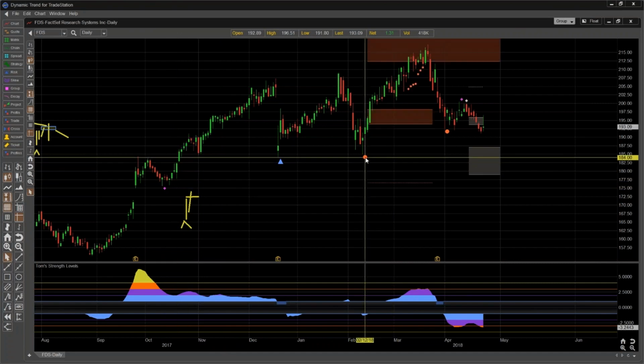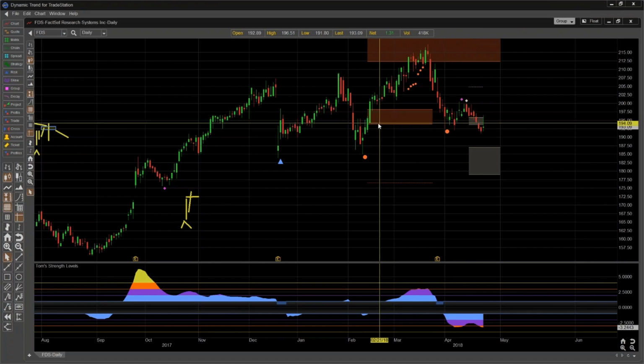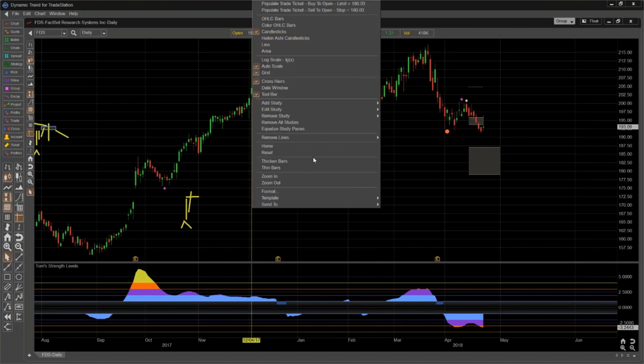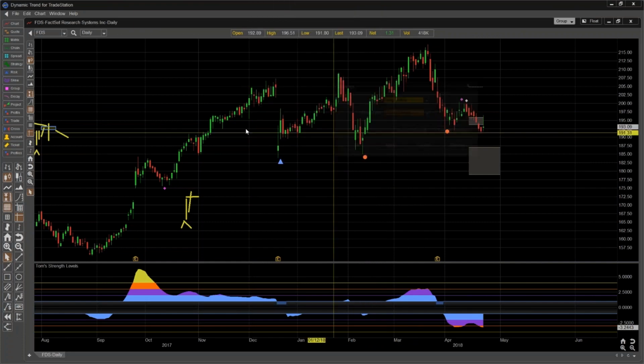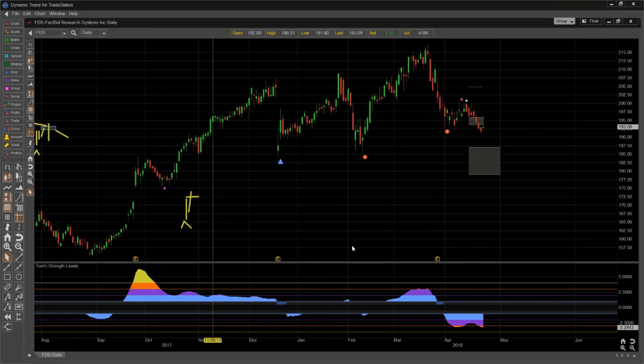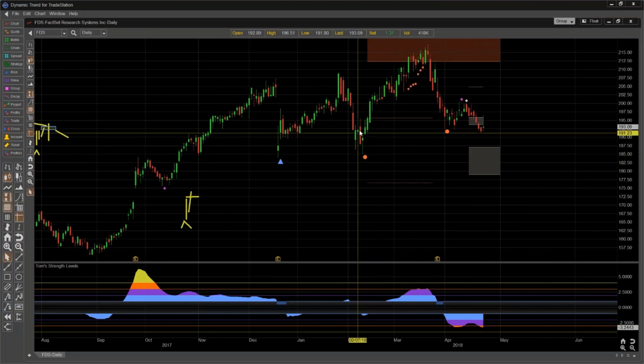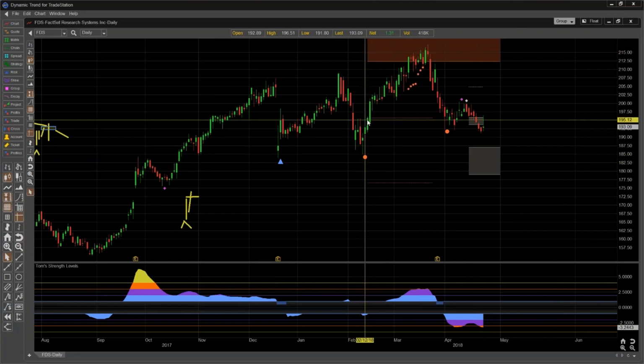Now, if you were to take this trade, of course, you can see that this is the aggressive and conservative, or if you go to edit study, you set that as a signal bar, then as soon as the high of the signal bar is taken, then you're going long.